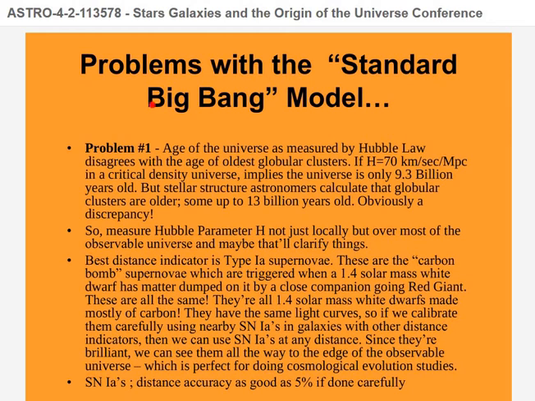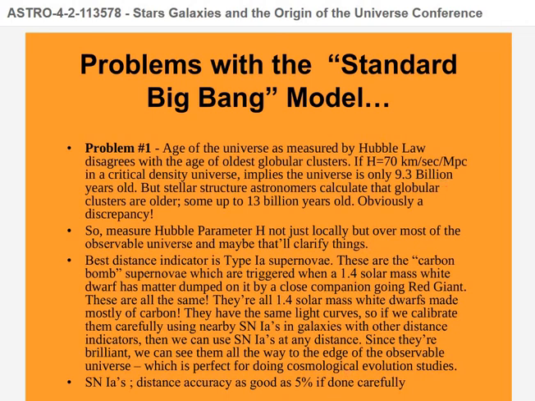But this standard Big Bang model already had problems with it. And so we need to talk about that. Okay, we still got half an hour till I have to end this lecture. Okay, problem number 1 is the age of the universe as measured by the Hubble law disagrees with the age of the oldest globular clusters. So if H is 70 and we're at critical density, that implies the universe is only a little more than 9 billion years old.